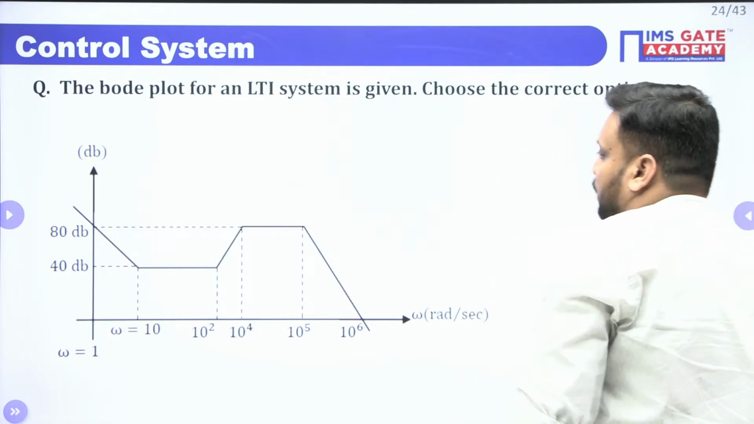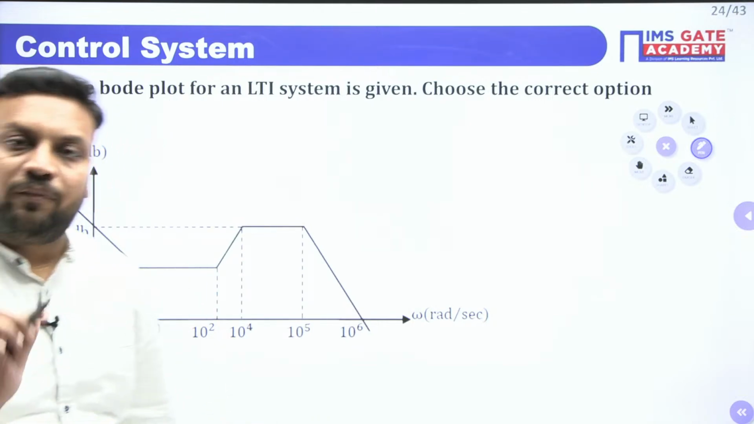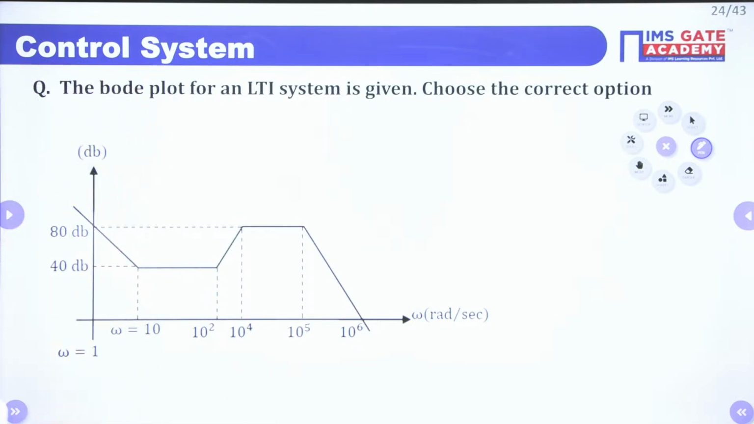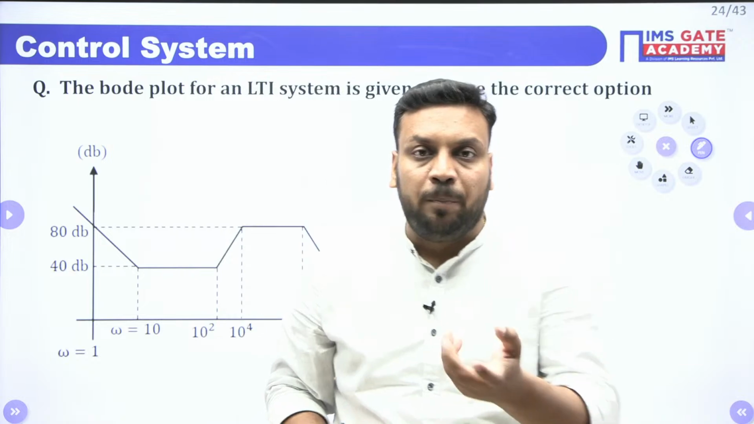So guys, tell me, first of all, how to check the poles and zeros. After that, we will find out the value of K, no problem. But first of all, you need to observe the change in slope. You have to observe the change in slope per decade.